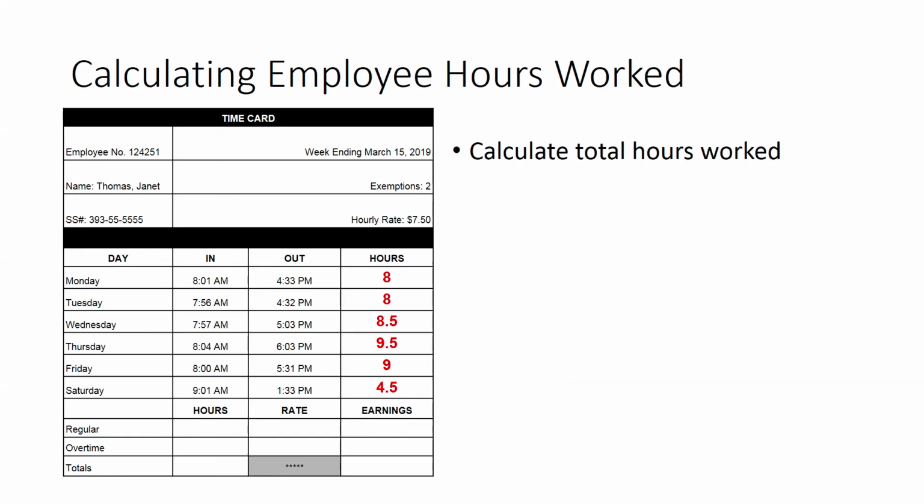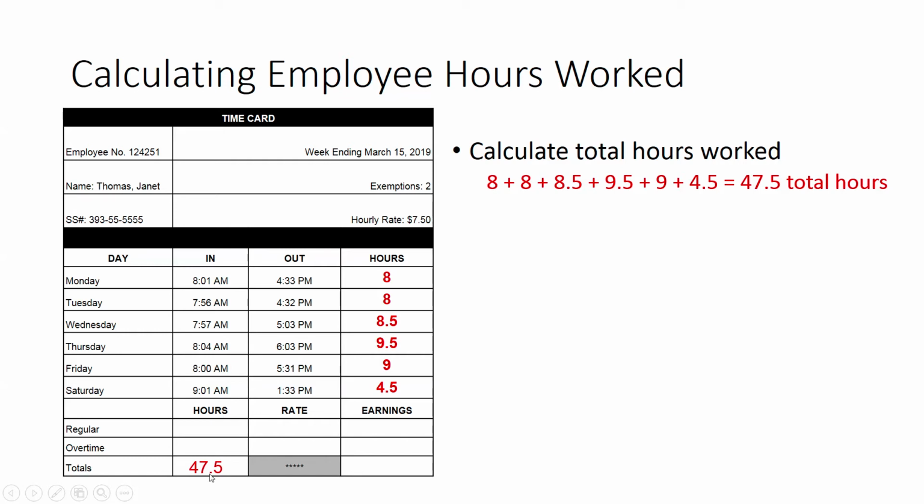Okay, so the next step is going to be taking that information and calculating the total number of hours that they worked. So we have to take all of these numbers here, the 6 numbers here, and add them together to get their total hours that they worked that week. So adding them all up, this person worked 47.5 total hours. So we are going to put that under hours total.